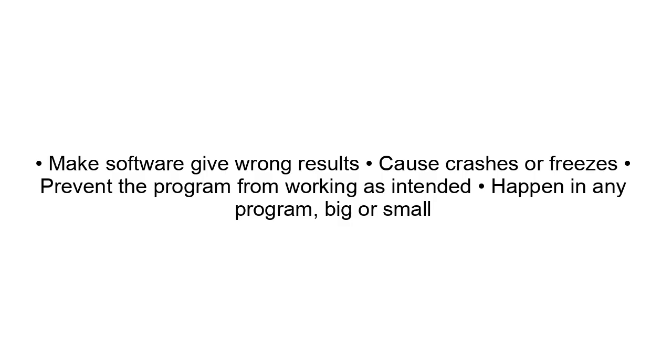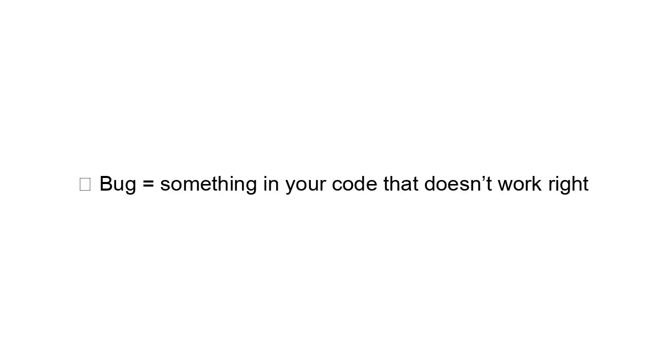It means a bug can make software give wrong results, cause crashes or freezes, prevent the program from working as intended, and happen in any program, big or small. So, bug equals something in your code that doesn't work right.